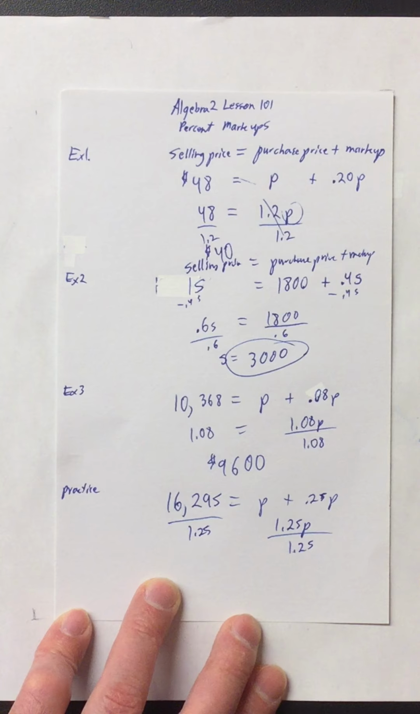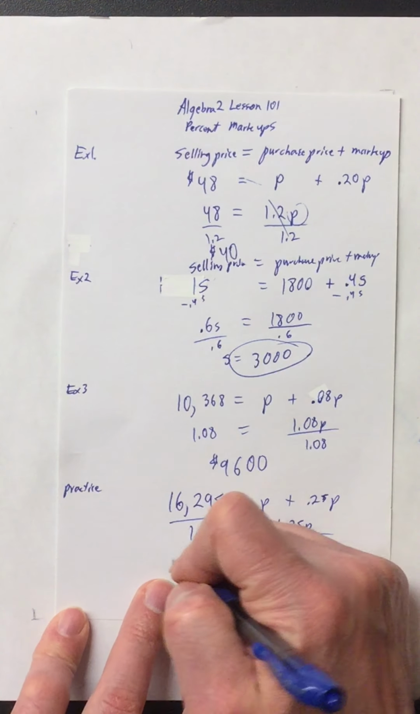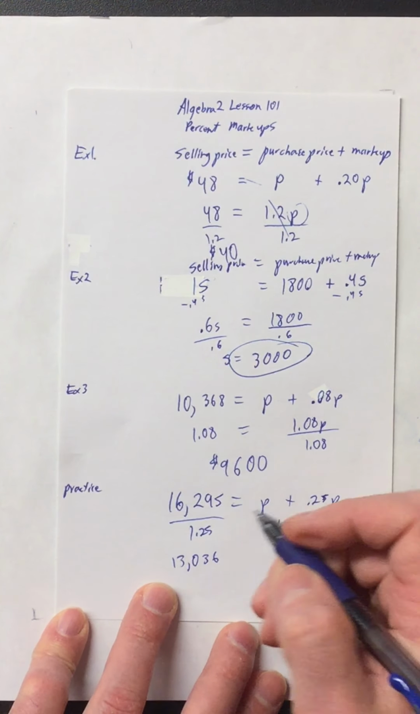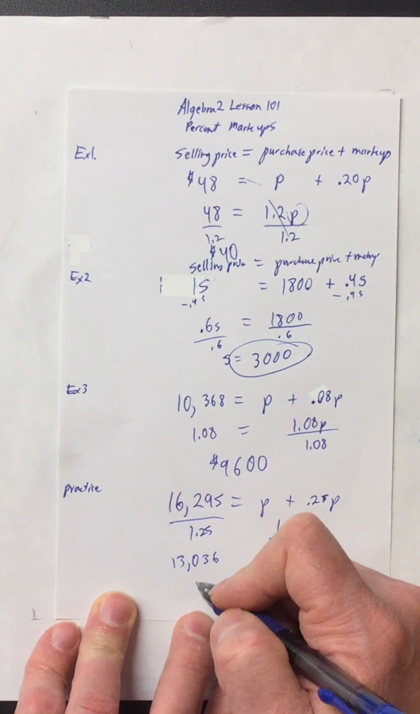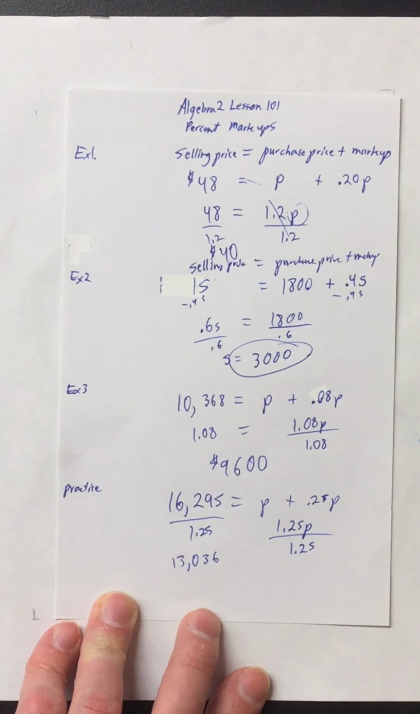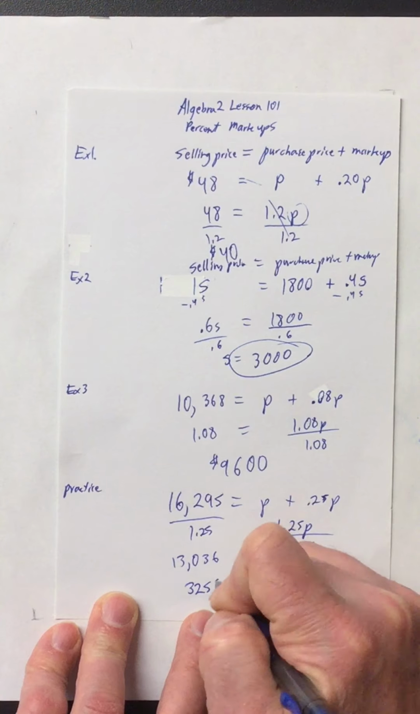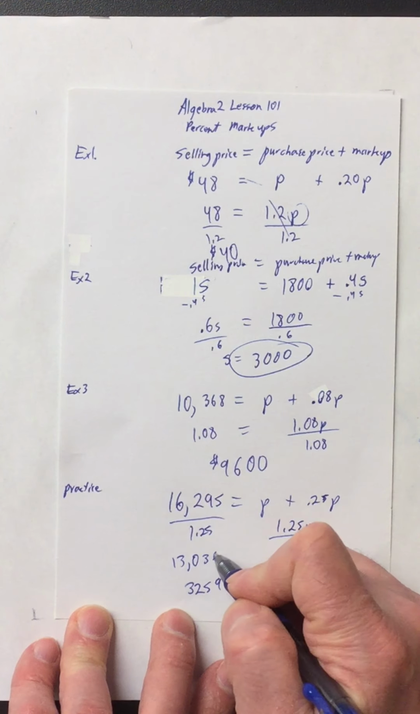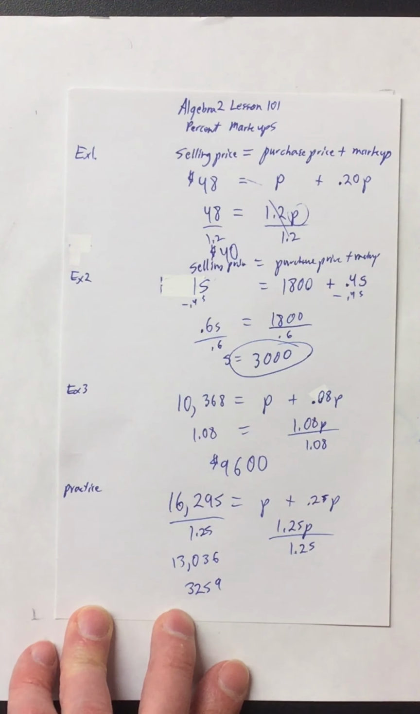16,295 divided by 1.25 equals $13,036. That is what they bought it for, which means that if we wanted to find out how much the markup was, we could subtract that from our retail. If we do that, we get a markup of $3,259 off the initial purchase price to get their selling price.